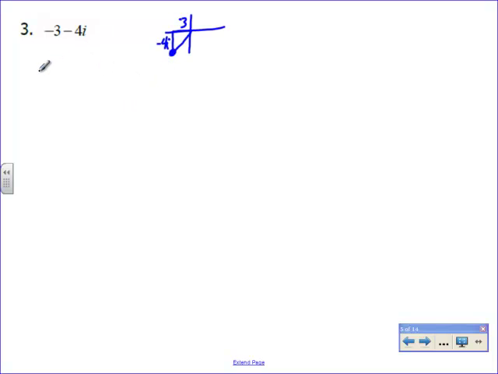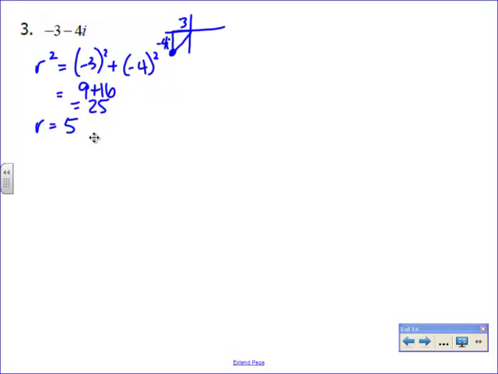We start off by solving for r. R squared is negative 3 squared plus negative 4 squared, which is going to get us 9 plus 16, or 25, which is going to get us an r value of 5. Again, we focus on just the positive because we get to put it together.